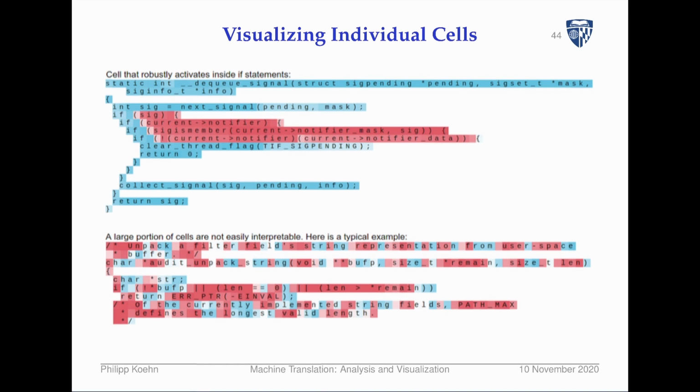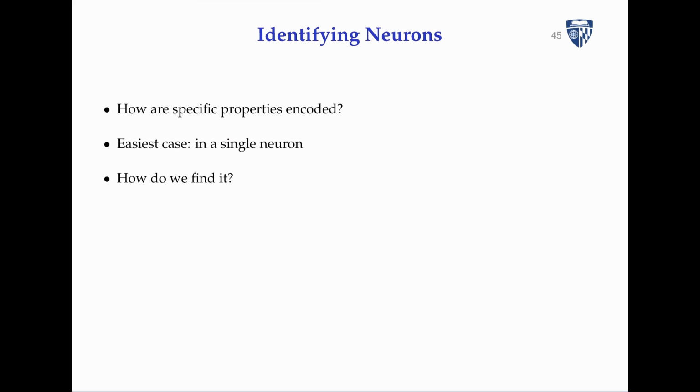However, here's another example where you run this over computer code, where you also see these parenthesis structures being triggered. But obviously, a large portion of cells are not easily interpretable. So a lot of the neurons, if you look at them, there is not really any clear pattern that can be observed. So that opens up the questions about how specific properties are actually encoded. Is it really just a single neuron? That would be the easiest case. And if it is a single neuron, can we find it?